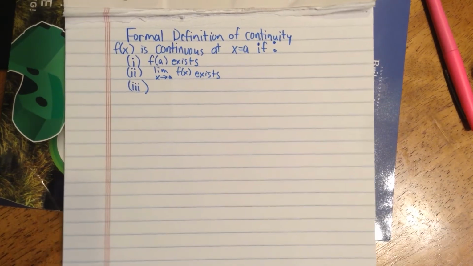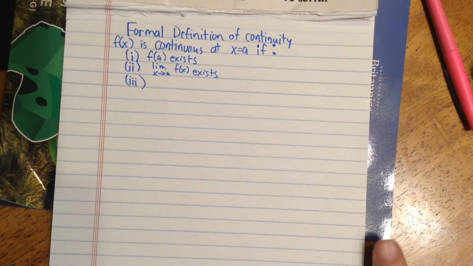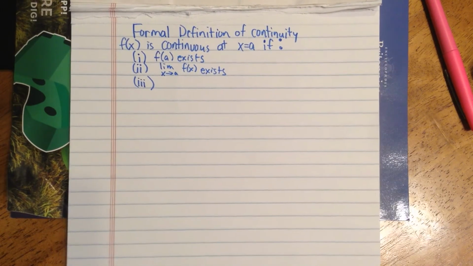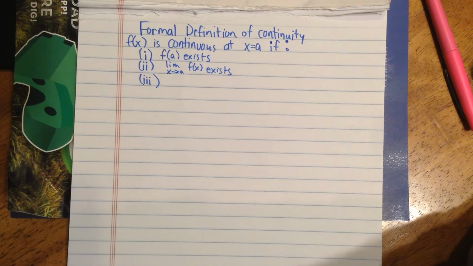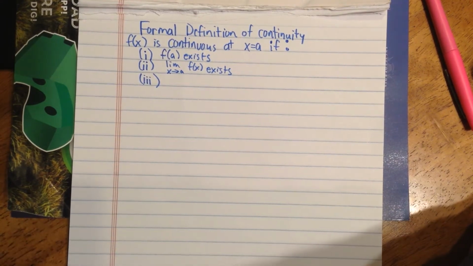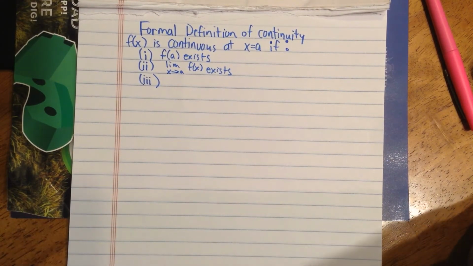Alright, welcome back. Today we're talking about continuity and how to prove it by using limits. And we do this by the formal definition of continuity. The easy way to think about continuity is a function is continuous if you can trace it and your pencil never has to leave the page to trace the full function. So there's no holes, no gaps, no asymptotes, anything like that.